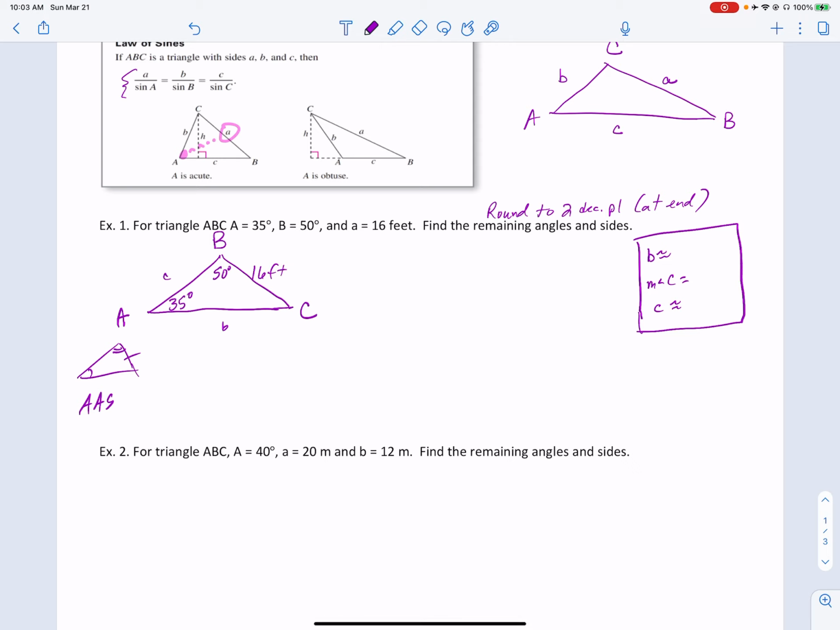You want to look for where you have a side and you know the angle opposite it. So I have 35 degrees, I have 16 feet. I'm going to use that in the law of sines. And it's going to be 16 is to the sine of 35 degrees. And then you just have to let the information drive you as to what you're going to use next. I have angle B. I know its value, so I'm going to find B by using B is to the sine of 50 degrees.